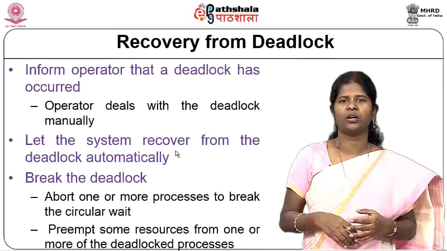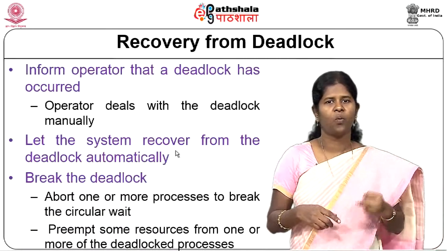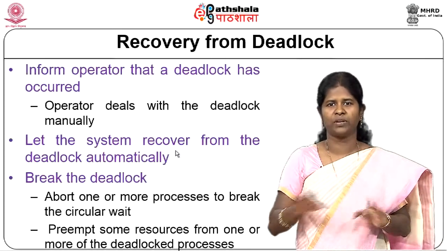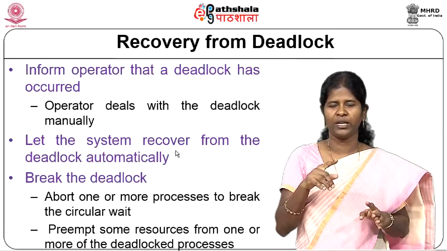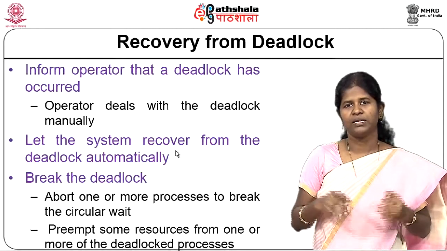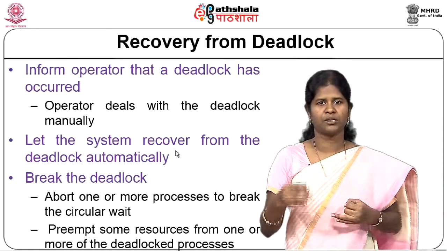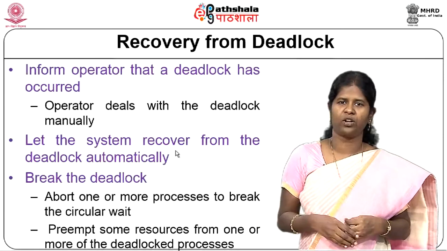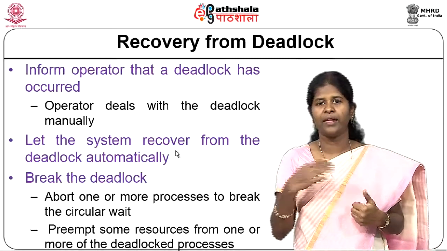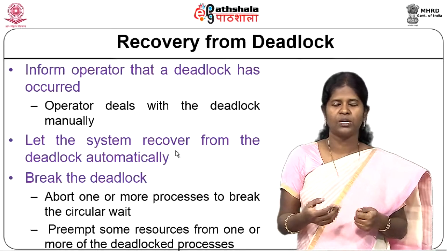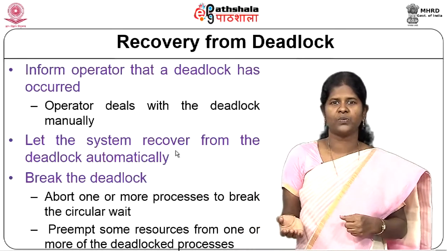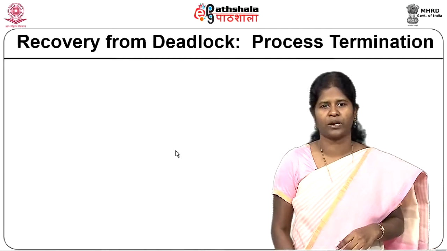For breaking the deadlock, there are two ways in which you can do it. One is to abort or kill one or more processes, so that the circular wait will be broken. One or more of the processes involved in the circular wait can be removed, and hence there will be no deadlock. The second way is to preempt some resources from one or more of the deadlocked processes. The deadlocked processes are holding some resources and they are waiting for more resources. So, you can preempt the resources from the deadlocked processes and give them to the processes which need them, so that the deadlock can be broken.